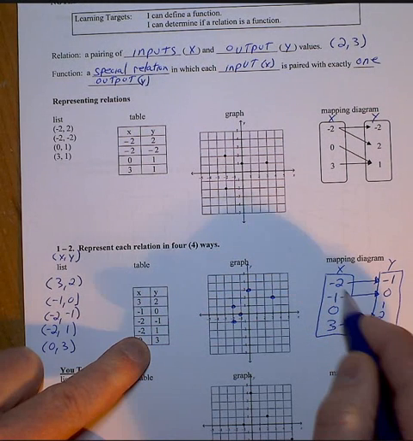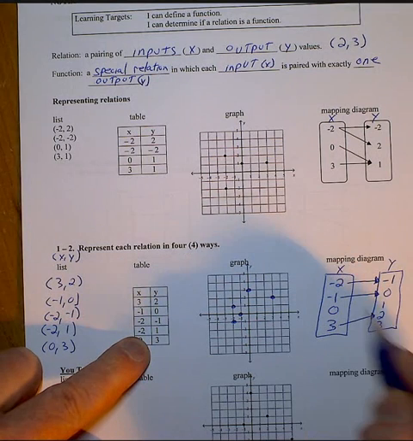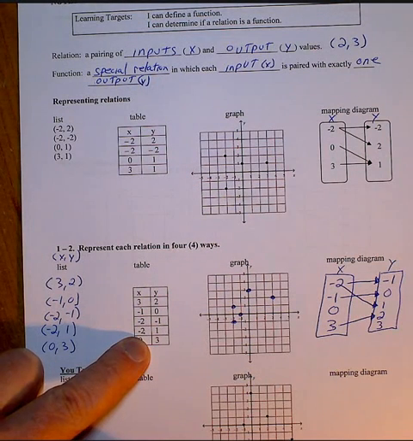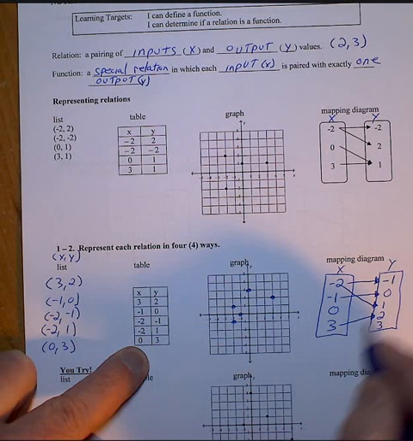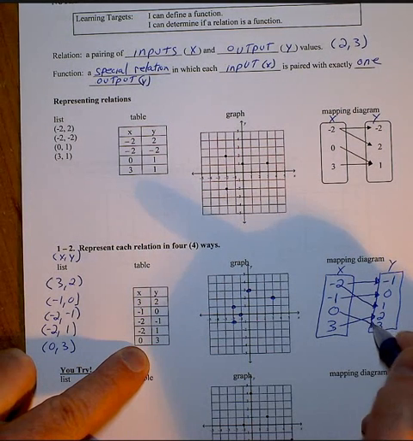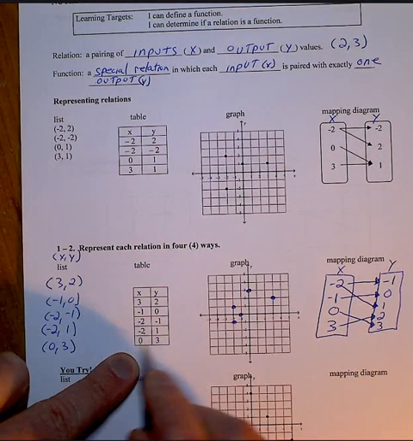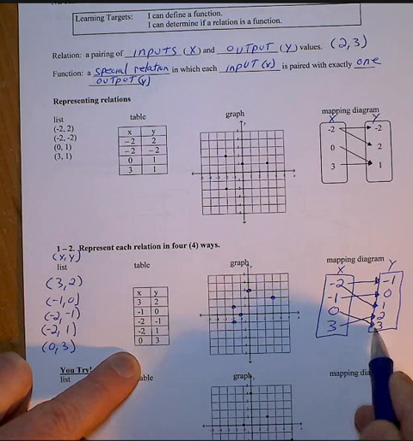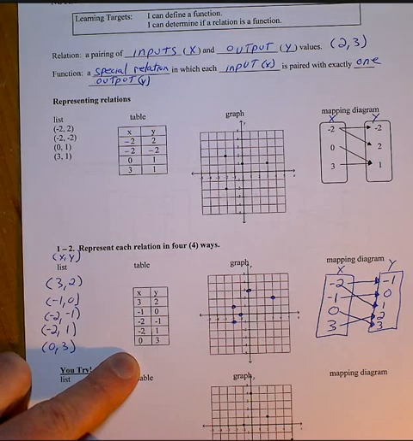Negative 2, that second one right there, also maps to 1. So I'm going to draw an arrow from negative 2 down to 1. And finally 0. 0 maps to 3. When I have 0 as an input, I get 3 as an output. This means 0 maps to 3.